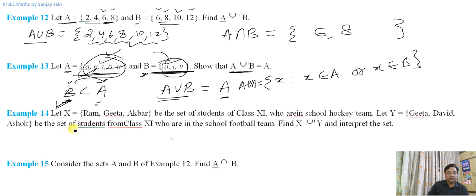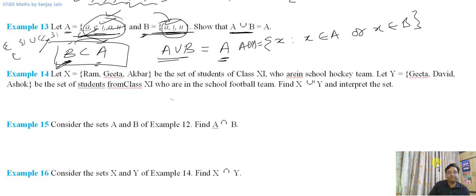All right, so next one. And one more thing, you can memorize this also. If there are two sets and you need to take union, if one of them is a subset of the other, then the superset will be the answer. All right, now let us look at this question here.